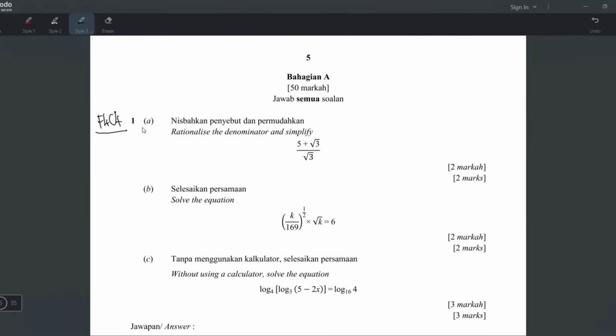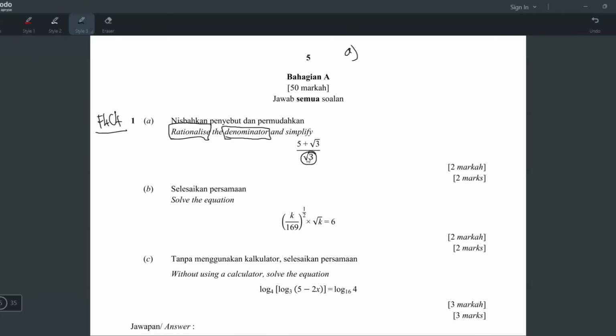Okay, number 1A is definitely a surd question. They want us to rationalize the denominator and simplify this. When you rationalize, it means you want to get rid of the square root. Rationalize means you want to hilangkan dia punya square root lah. But dia nak rationalize denominator sahaja. That means you want to hilangkan square root dekat bawah. Denominator means yang dekat bawah fraction ni.